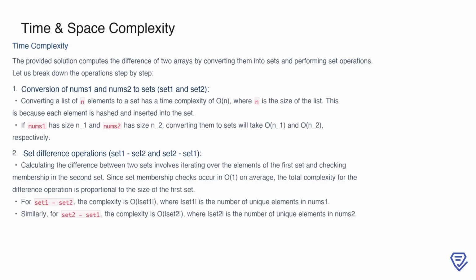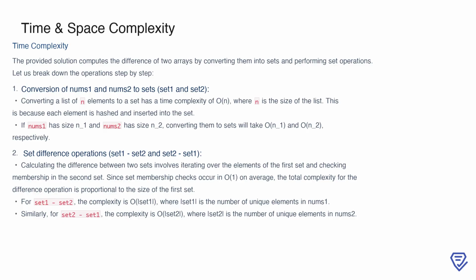In this problem, we calculate the difference between two arrays by converting them into sets and performing set operations. To analyze the time complexity of the solution, let's break it down into its key steps. First, we convert the input arrays, nums1 and nums2, into sets, which we call set1 and set2. The conversion process involves hashing each element of the array and inserting it into the set. If nums1 has n_1 elements and nums2 has n_2 elements, this step takes O(n_1) and O(n_2) time, respectively.